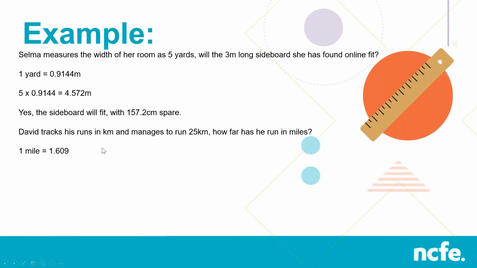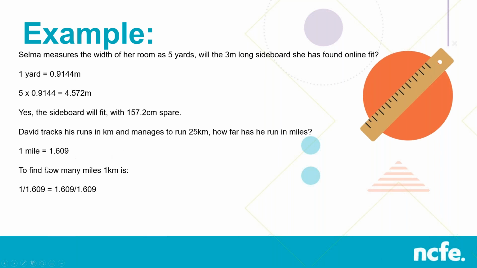Another example we've got here is David tracking his runs in kilometers, and he manages to run 25 kilometers. How far has he run in miles? We're told here that 1 mile equals 1.609 kilometers. To find out how many miles 1 kilometer is, we need to divide both sides by 1.609, because we know that he did 25k, but we're told here that 1 mile equals 1.609k.